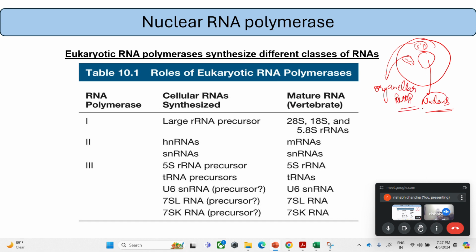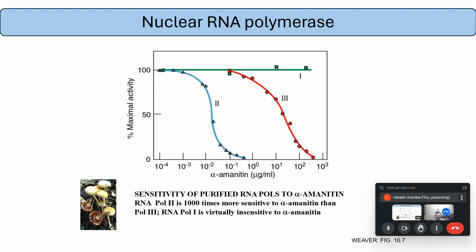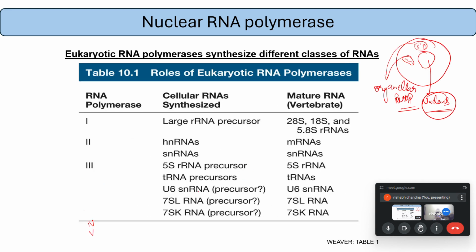So we'll be studying the nuclear RNA polymerase first. In this case, we have five kinds now. We have four and five also. These are mostly located in plants.